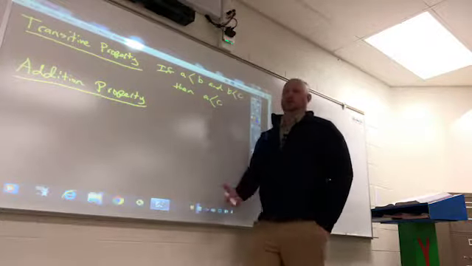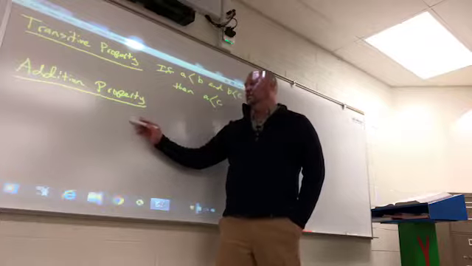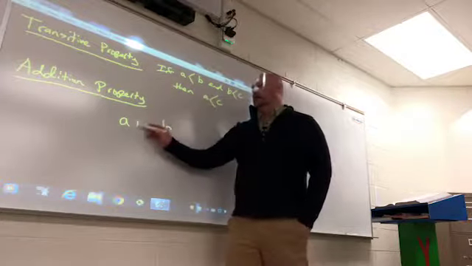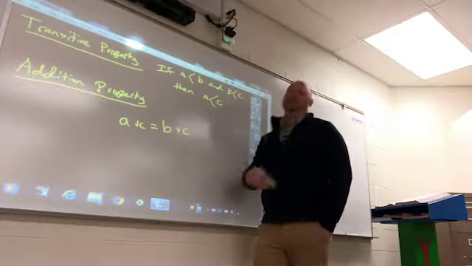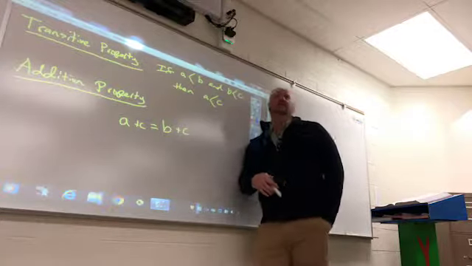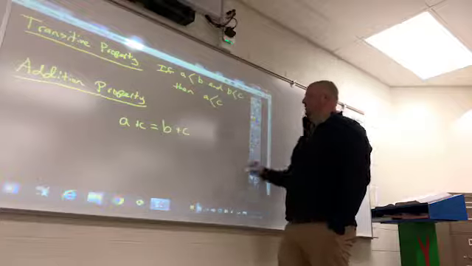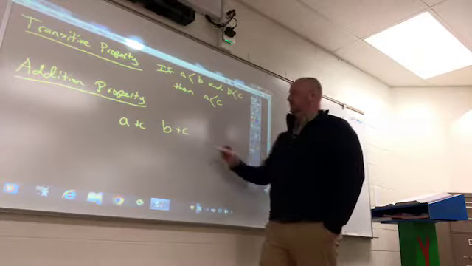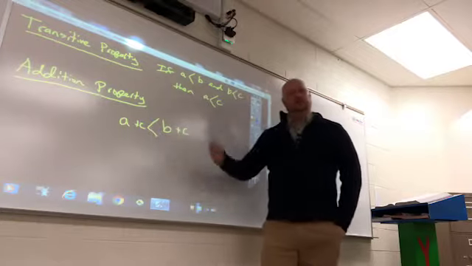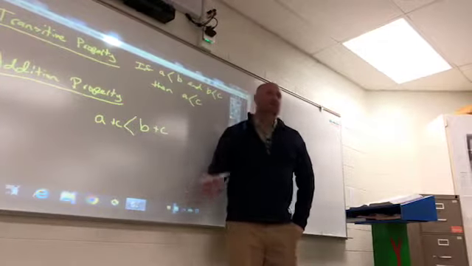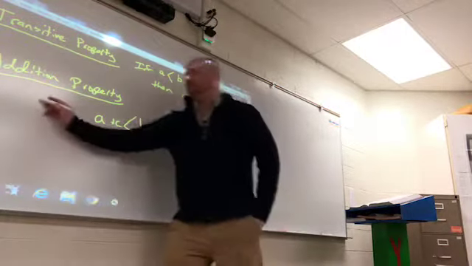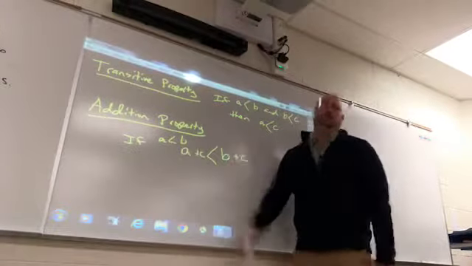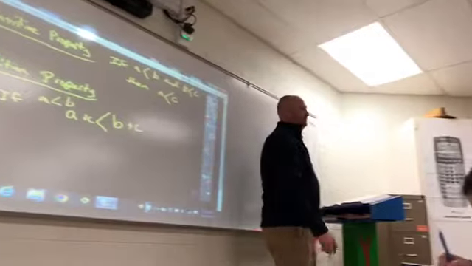We also had an addition property where if A equals B, then you can add a C to both sides and it's still equal, right? What do you think the addition property of inequality is then? A plus C is less than B plus C if A is less than B, right? If A is less than B, then A plus C is less than B plus C.